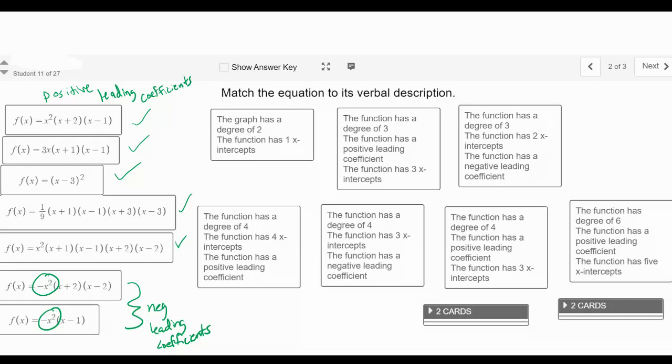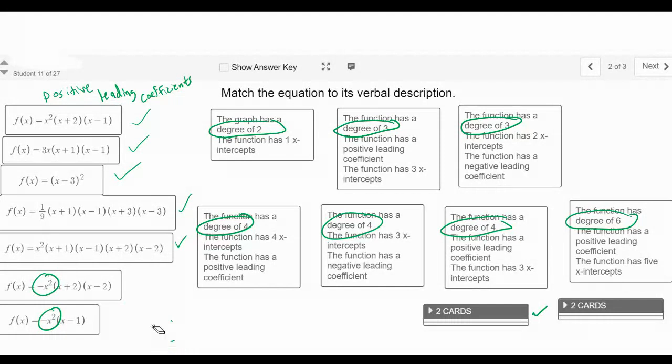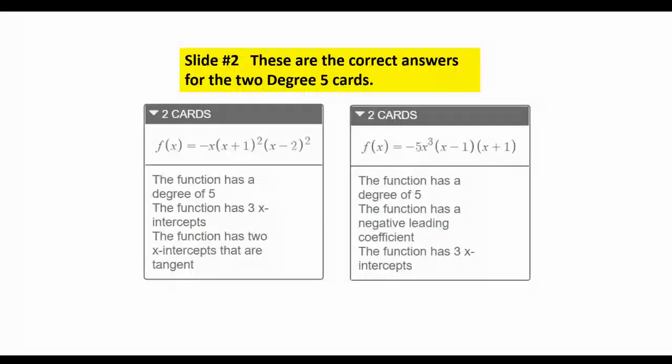And then as for the cards, I put degree 2, degree 3, degree 3, and then I put degree 4, degree 4, degree 4, and then degree 6. So I just kind of set my cards up by the way the degree is. Okay, now for the degree 5, mine are already done here. I want to show you degree 5. So I'll come back to this video in just a minute. But let me show you degree 5 answers because there was a little bit different vocabulary on there. And so students were getting these wrong.